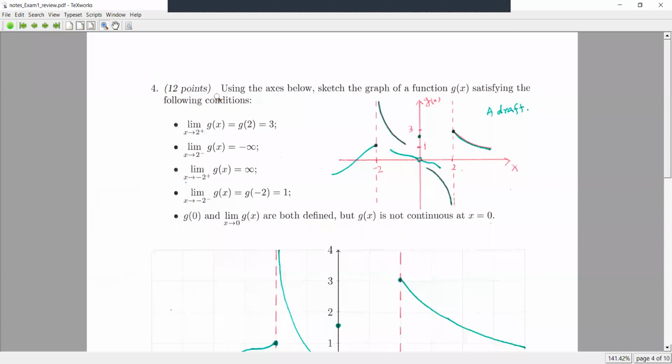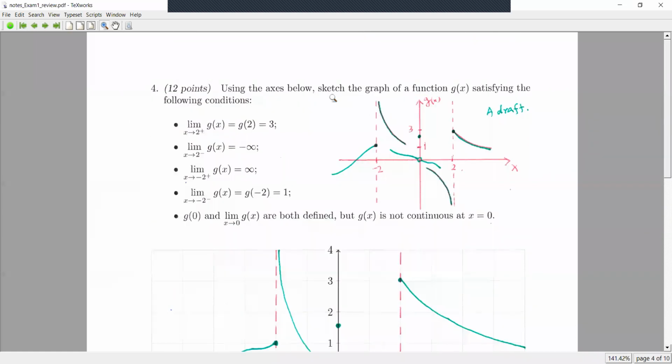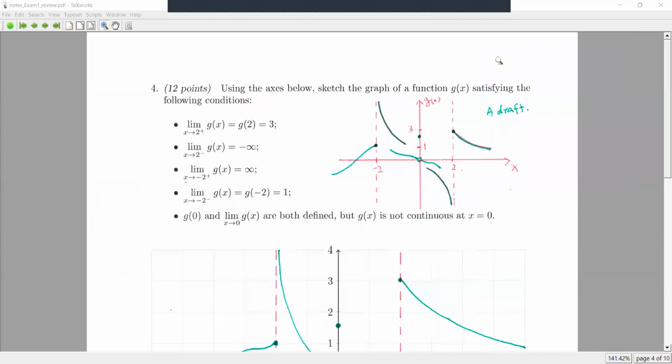Problem number 4. Using the axis below, sketch the graph of a function g that satisfies all these conditions. To answer this question, I first make a draft of the graph of function g. In the draft, I mark down all the conditions.